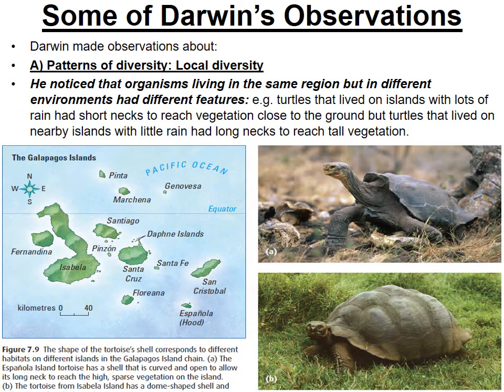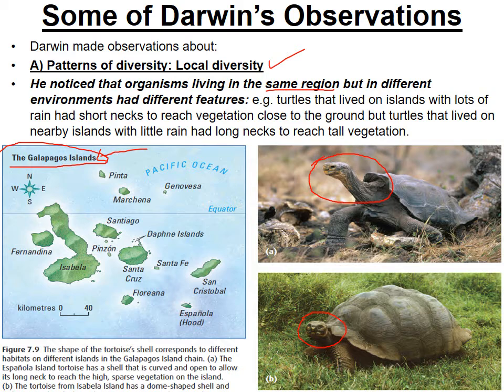He also studied patterns of local diversity. So in the same region, he noticed that there were organisms that were quite similar, but they were also different based on their environment. He studied in the Galapagos Islands, a chain of islands where he studied organisms, and that's what he's famous for. He noticed that in regions where there was more rain, turtles seemed to have longer necks than in regions where there was less rain.